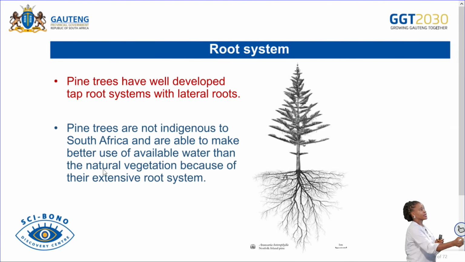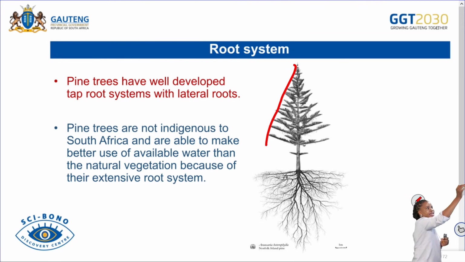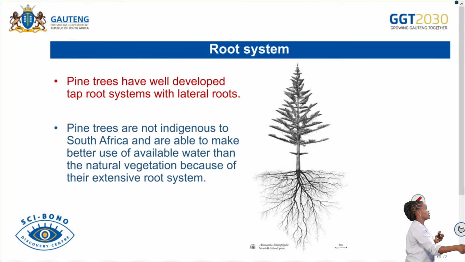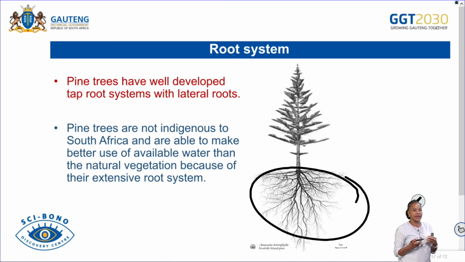So this is how the pine tree looks. Can you see? It gives us the cone structure. Because of this structure, it does not allow the snow to accumulate on the branches. So that's why it is enabled to survive those snow conditions. Now the pine trees have well-developed root systems, which are called the tap roots.